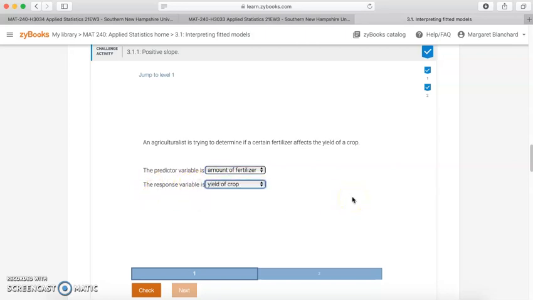It wouldn't make sense to take the crop and try to predict the amount of fertilizer, right? A farmer, or agriculturist, wouldn't care so much about that, but the other way around. So remember to think about that. Which one are we using to predict the other?